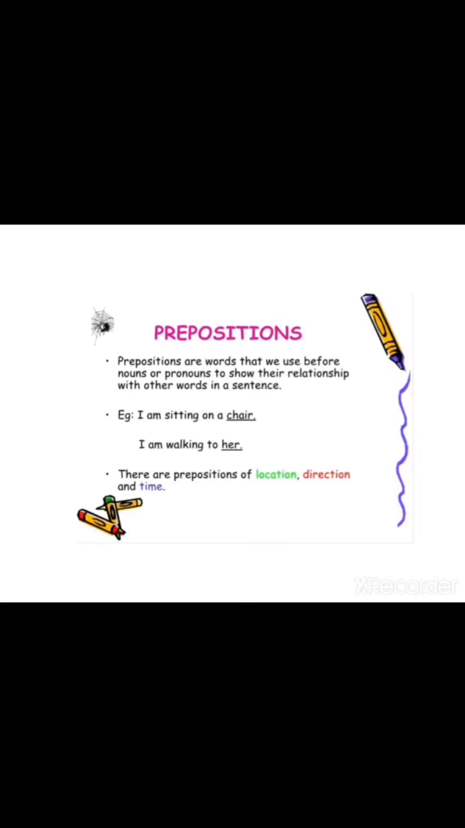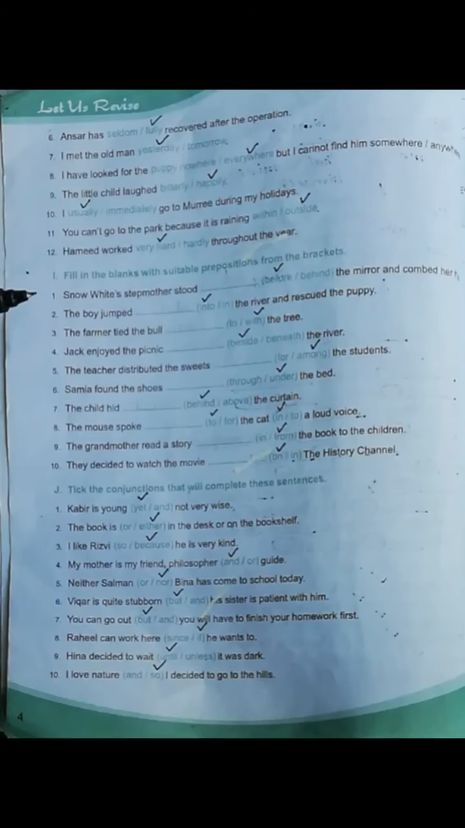The next one is: I am walking to her. So the word to, that is a preposition, is telling my direction, that I am walking towards her. So the words on and to are prepositions. They tell us locations, directions, and time also. Next exercise in the activity that you have here is to fill in the blanks with suitable prepositions from the bracket. So you will fill the blanks on your own. I have just marked the correct preposition in the options.